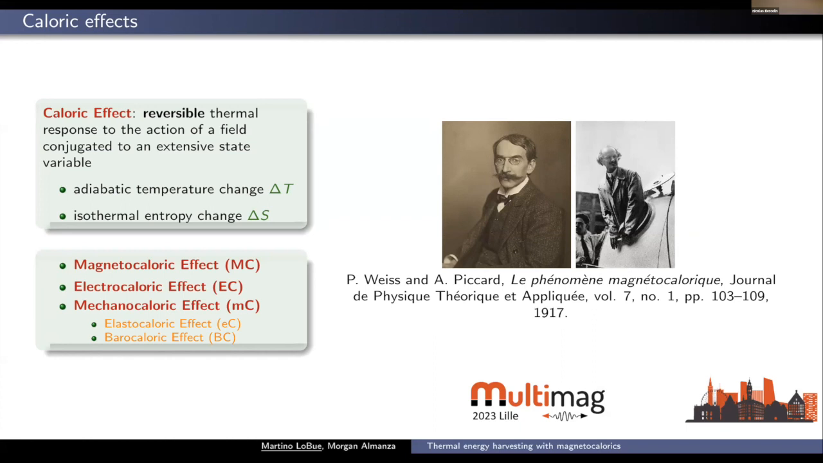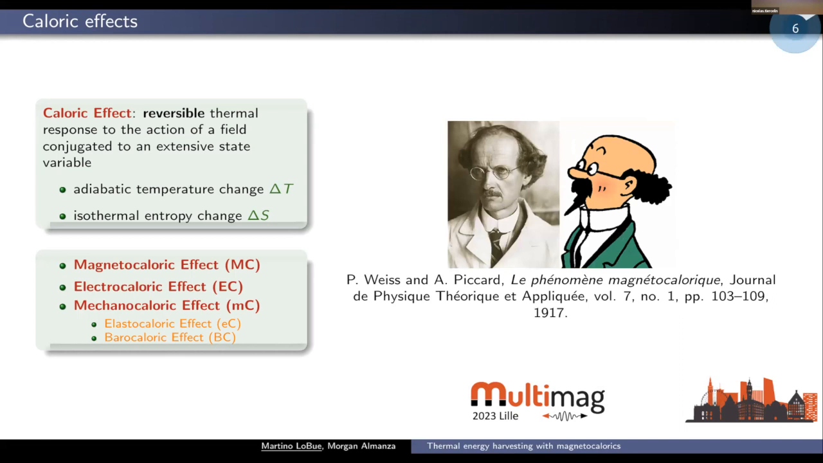So the actual discoverers of the magnetocaloric effect are Pierre Weiss and Auguste Piccard. Pierre Weiss, everybody knows. Auguste Piccard was a Swiss physicist and inventor, extremely popular in the 20s and 30s of the past century, today basically forgotten, apart from the character he inspired. So you can say that the magnetocaloric effect has been discovered by Trifon Tournesol. Okay.